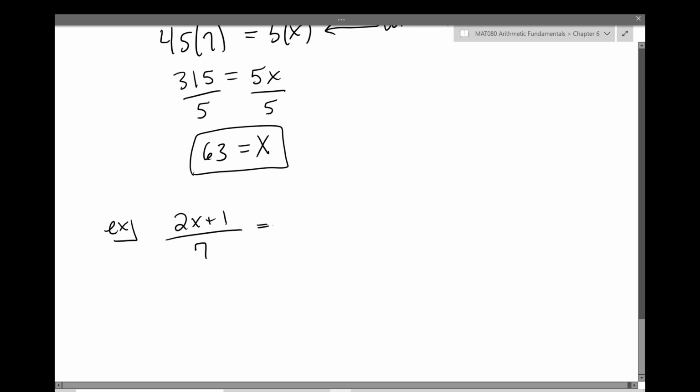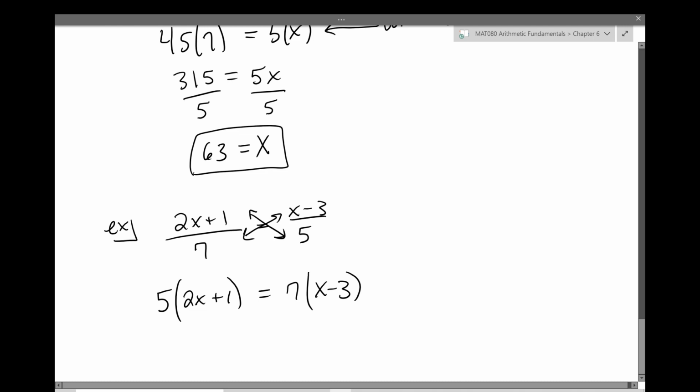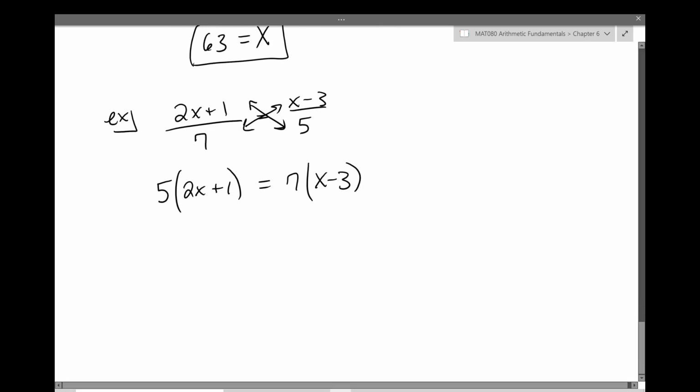2x plus 1 over 7 equals x minus 3 over 5. Okay? So, once again, look on the left. One fraction. Look on the right. One fraction. So, we can cross multiply. We're allowed to do that. And remember, I write out that step. 5 times (2x plus 1) equals 7 times (x minus 3). Now, do you see why writing out that one small step is so beneficial? Because now I can see that I have parentheses on both sides, which means I need to use the distributive property.